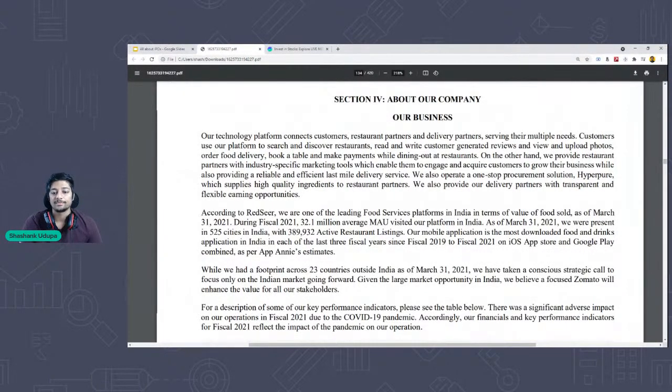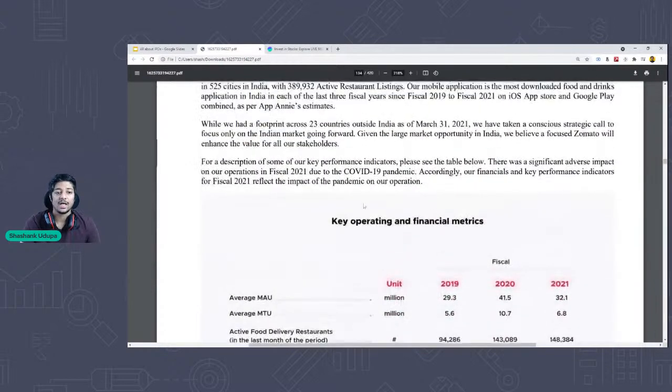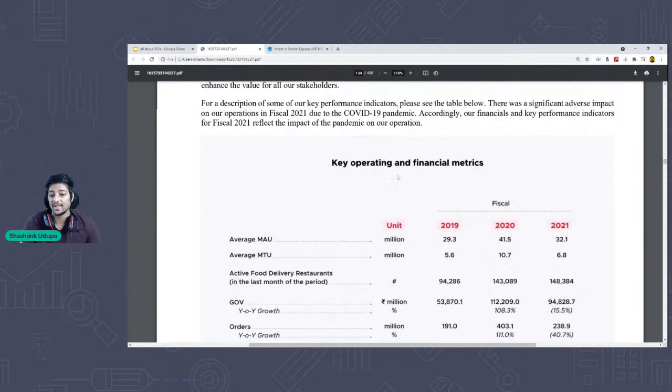Now look at this. It says everything about Zomato: how many active restaurant listings they have on their platform, and how many cities they are present in. They are present in 525 cities in India. They have 32 million monthly average users on their platform. They are also in 23 countries outside India, so it's not only India. Then if you look at key performance indicators, right?